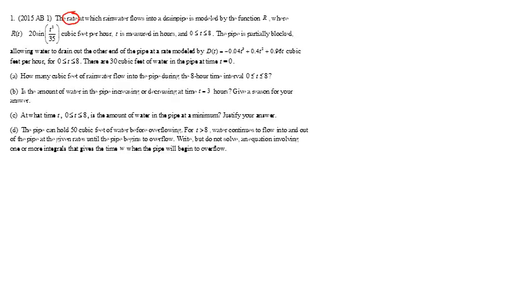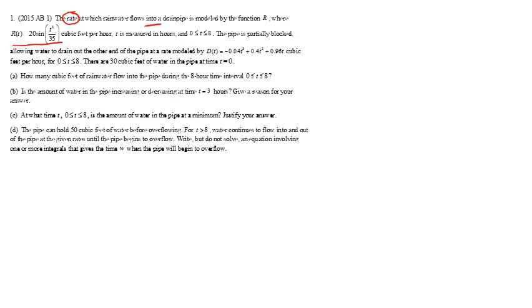The very first thing it says is the rate at which rainwater flows into a pipe is modeled by the function r, where r of t is equal to this. So the very first thing that everybody should do right now is plug this into y equals on your calculator. If somebody wants to pause the video so that everyone can get that done, let's make sure that we put that in our calculator.